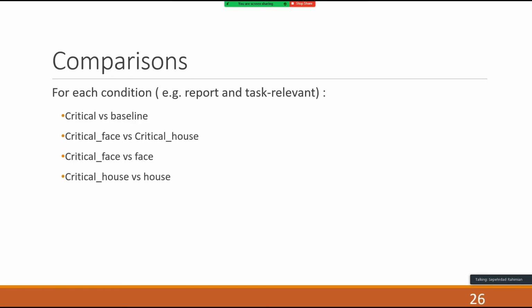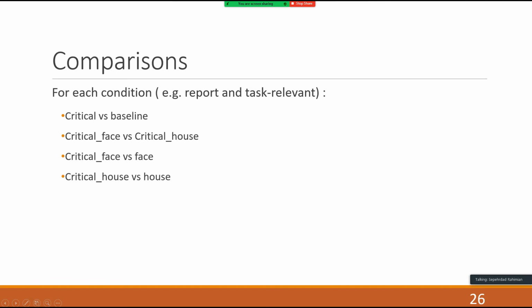So I'm going to do some comparisons, and pay attention that what I'm doing doesn't really have some sort of aware versus unaware. It has some ambiguous versus clear, maybe, or ambiguous and cued versus just ambiguous. So I would do critical versus baseline. I would do critical face versus critical house. What I mean by this is that if you see a critical image and then you report it to be the face, I will take it as critical face. And I will do the same thing with the house.